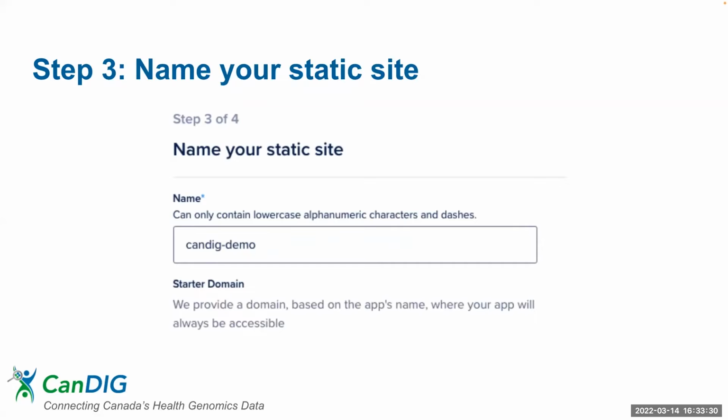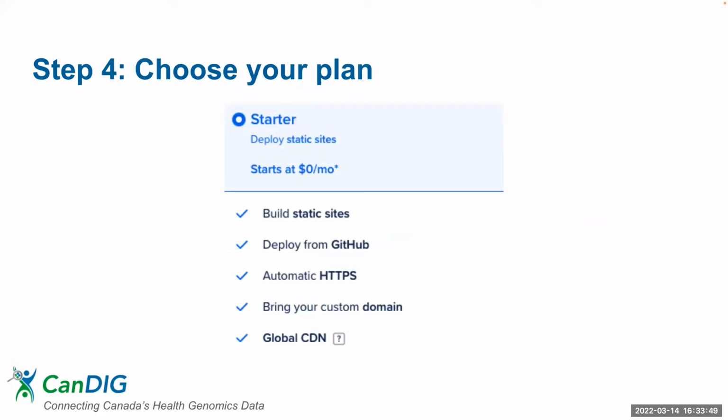You can give it a name. It's important to know that the starter domain is based on the name. It actually uses the name followed by randomly generated letters, usually 4 or 5 letters. And then finally, we have the starter plan, which is the plan for deploying static sites.